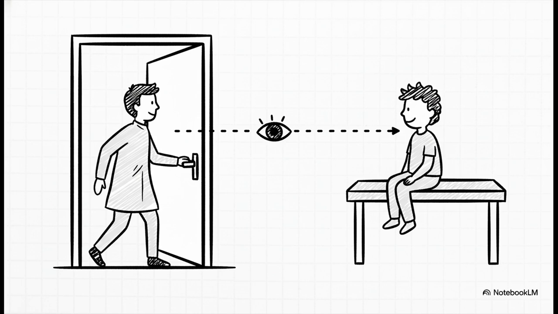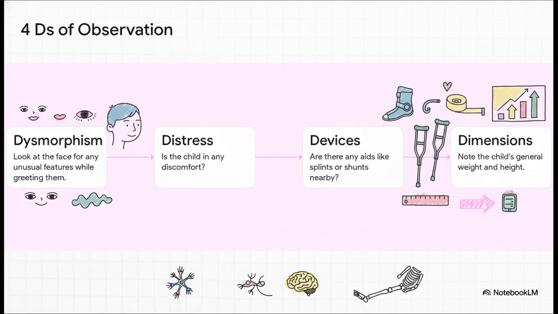Well, you walk in, you greet the examiner, you wash your hands, the usual stuff. But your eyes, your focus is already locked onto the child. That's your first touch point, your first chance to really observe what's going on. And a really easy way to remember this is the 4 Ds. First up, dysmorphism. As you're saying hello, you're just glancing at their face for any unusual features. Next, distress. Does the child look comfortable or are they in pain? Then, devices. Quick scan of the room. Any splints, walkers, maybe a shunt? And last, dimensions. Just get a quick mental snapshot of their general size.